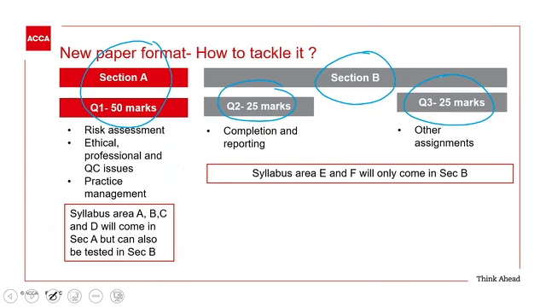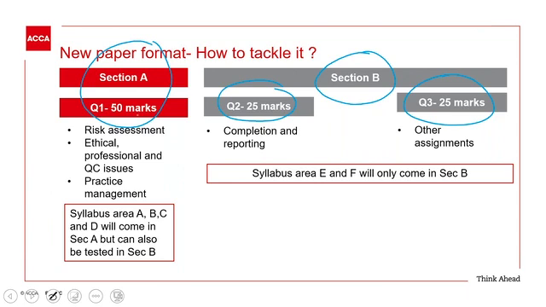Examiner usually asks about using the work of others: how would you place reliance on using the work of an internal auditor? Or how would you place reliance on using the work of a component auditor? Or how would you place reliance on using the work of an expert?